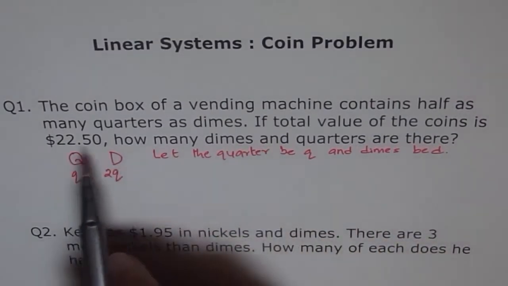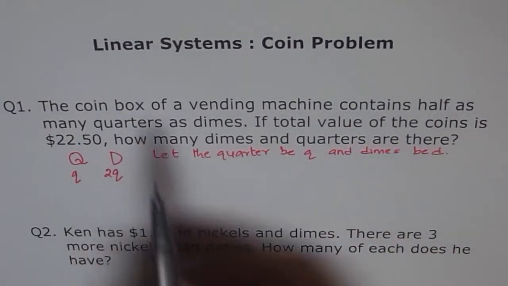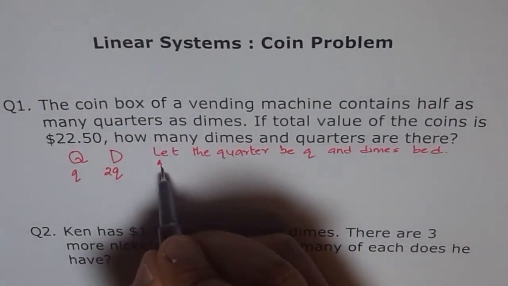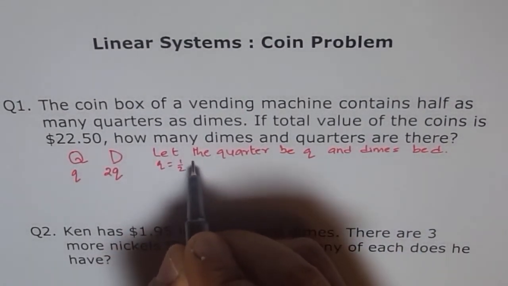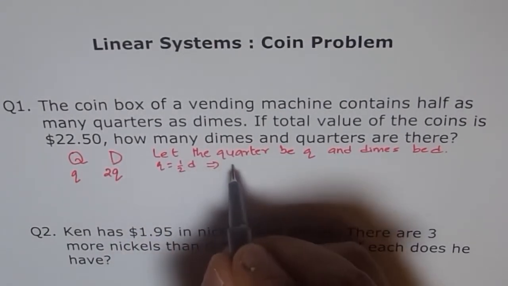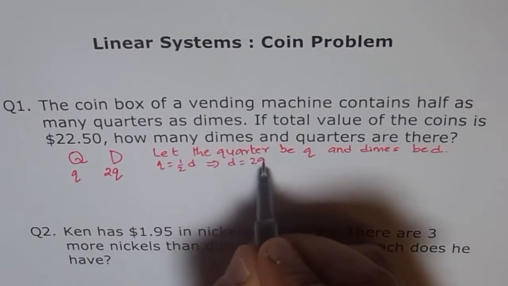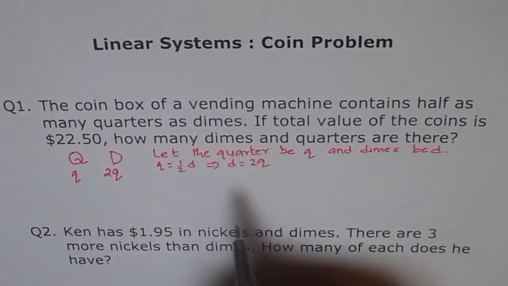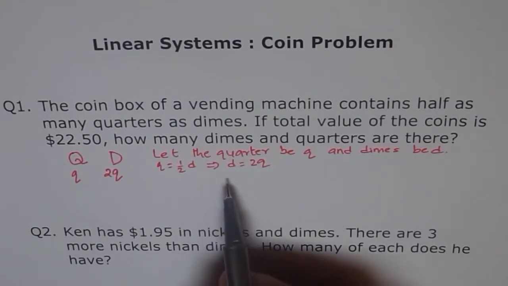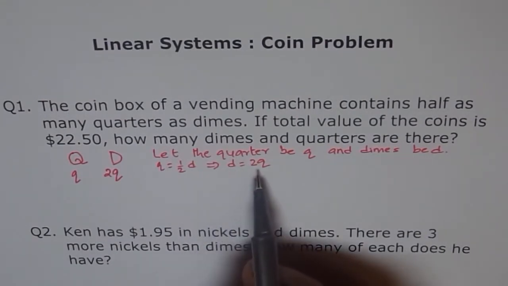Now, it contains half as many quarters, so the number of quarters is half of D. So we say Q equals half of D, right? So this implies that D equals 2 times Q, correct? Now, this is our first equation actually, and from this first equation we converted one variable into another. So that's a very critical step, right?